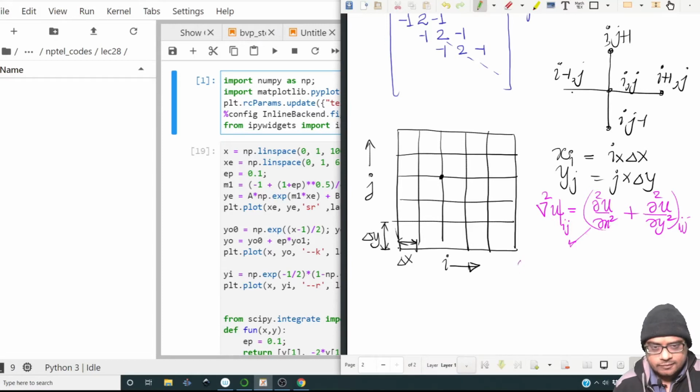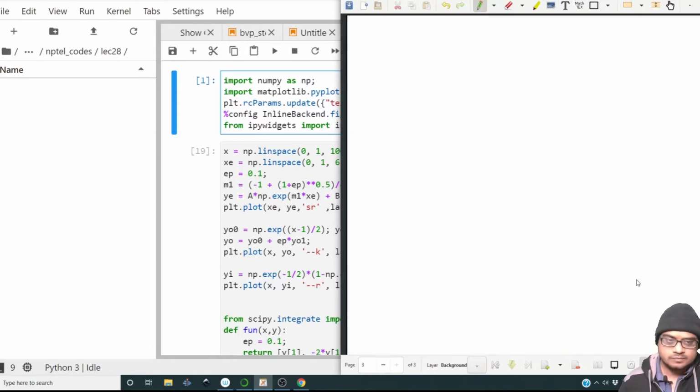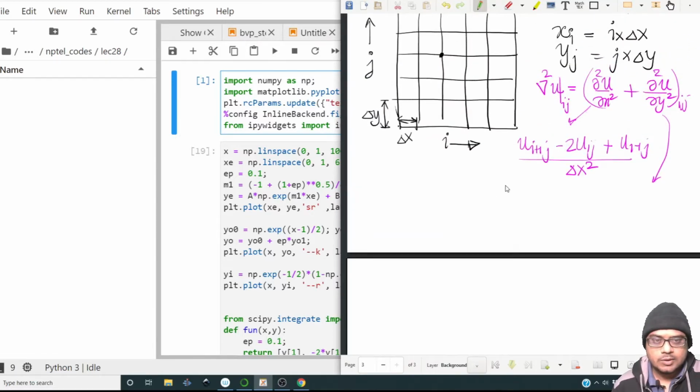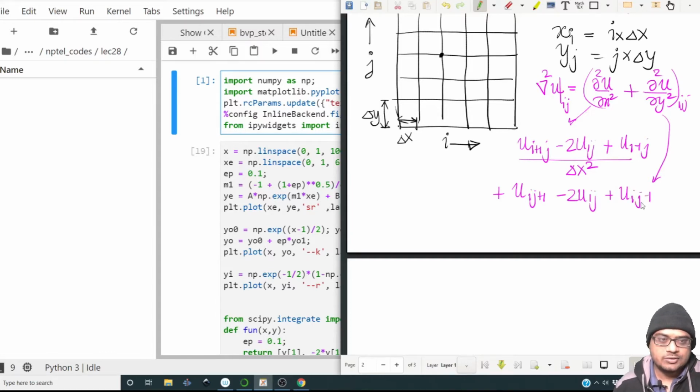Well, we'll have (u_{i+1,j} minus 2u_{i,j} plus u_{i-1,j}) upon delta x square, and this other term will give us plus (u_{i,j+1} minus 2u_{i,j} plus u_{i,j-1}) upon delta y square.